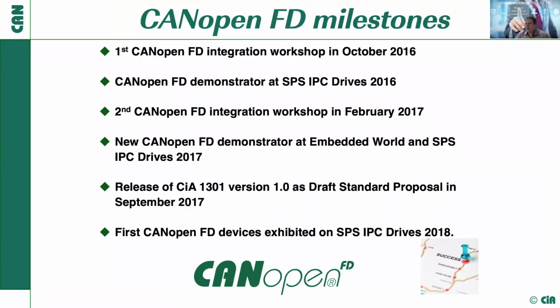Let's have a brief look at the milestones of CANopen FD. CANopen FD had been developed by the interest group CANopen FD, and we have already shown in first workshops that everything is working as intended. We demonstrated it at fairs, and in September 2017, we released the first version of CANopen FD, CiA 1301 version 1.0, as a draft standard proposal. CAN in Automation members have access to that via the CiA website.